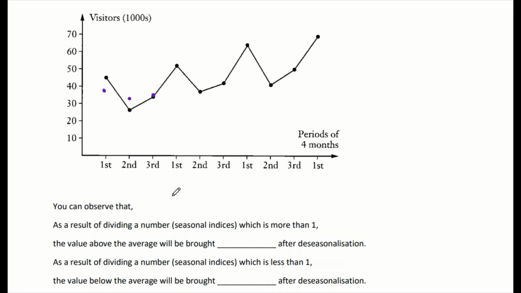Okay, so you can observe that as a result of dividing by a seasonal index which is more than 1, the values that are above the average will be brought lower after deseasonalization. All right, so for example, this one, because the seasonal index here is 1.2384. So we achieve our target here, which is to flatten the line. We want to remove the seasonal effect, right?